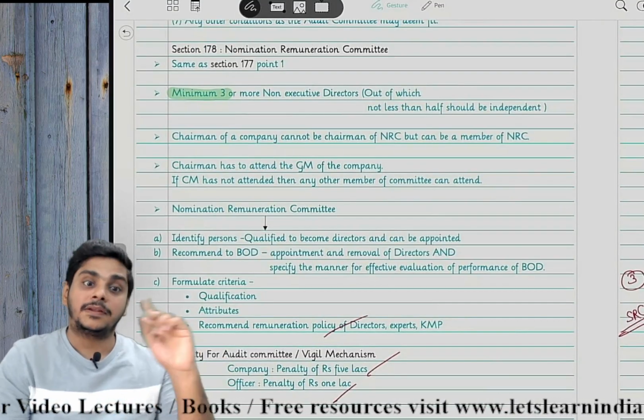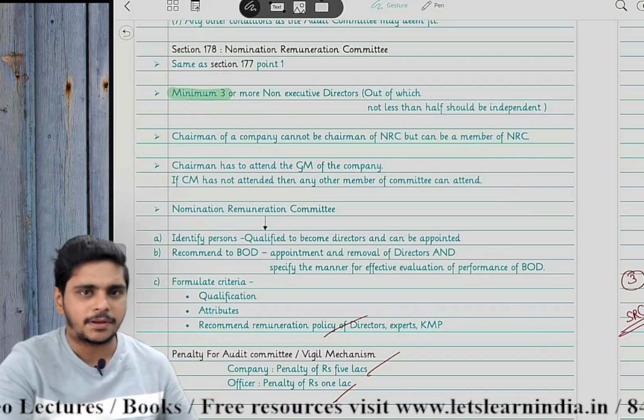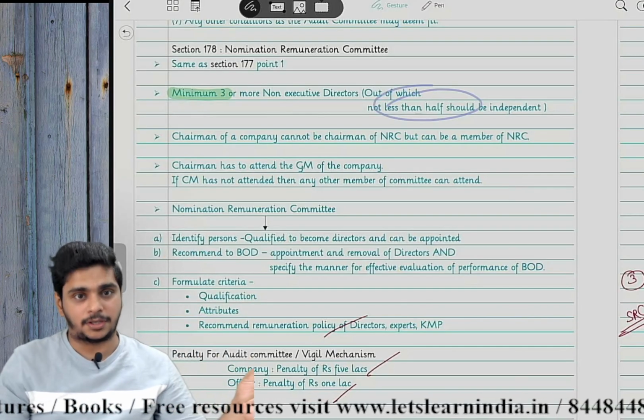Cool. 177 is a little more important as compared to 178, but yes, 178 can also come. Just remember minimum 3 directors, out of which minimum 1/2 should be independent. There it was majority should be independent in the audit committee.